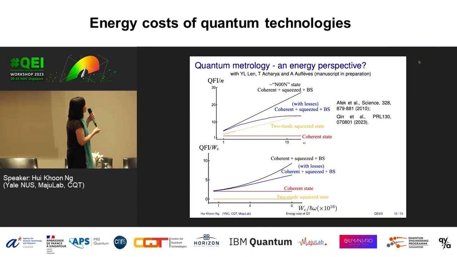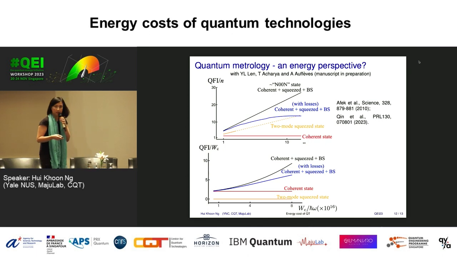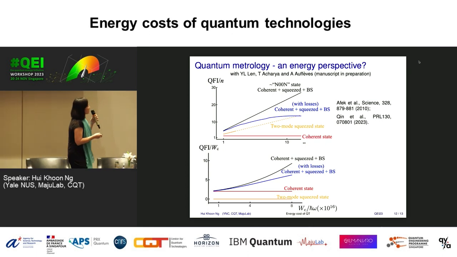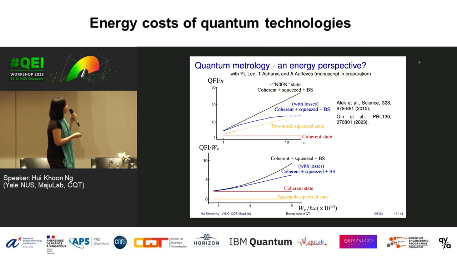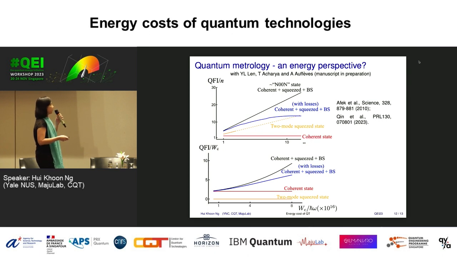Okay, now rather than N here, I plot QFI divided by WC. And what you see is that the picture is rather different now. The coherent state still stays flat. And what is perhaps surprising is that the two-mode squeezed state is now all the way at the bottom, compared to the previous situation where your two-mode squeezed state was going up and was significantly better than the coherent state. And then these two NOON-state-like states still do a little bit better, but there's a caveat to it now.